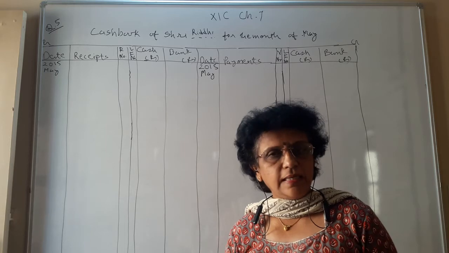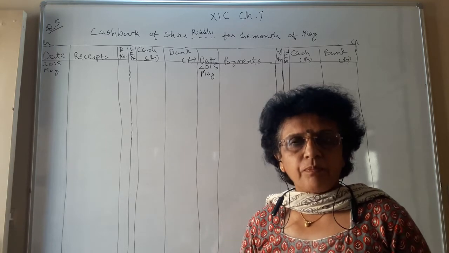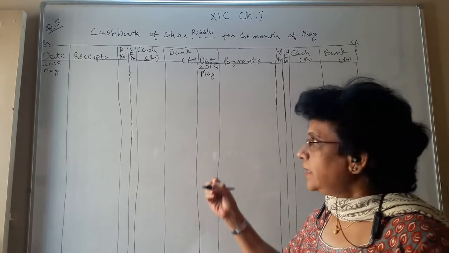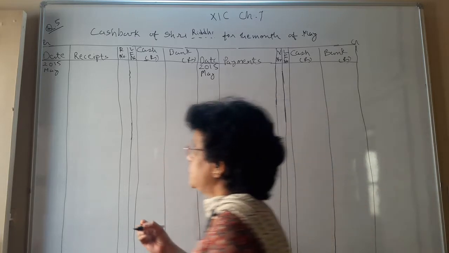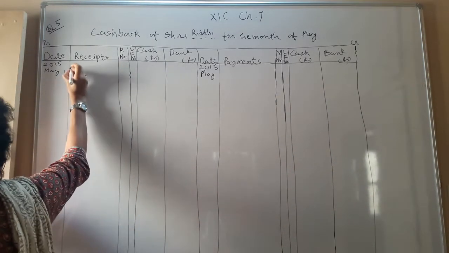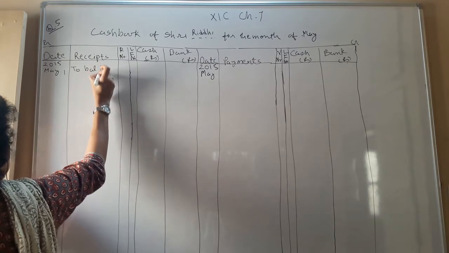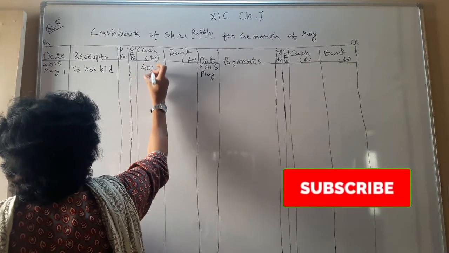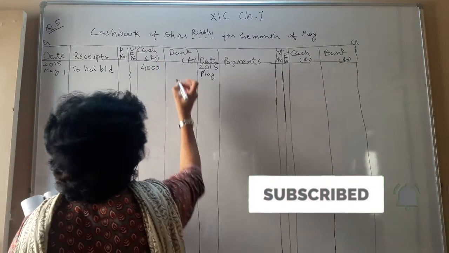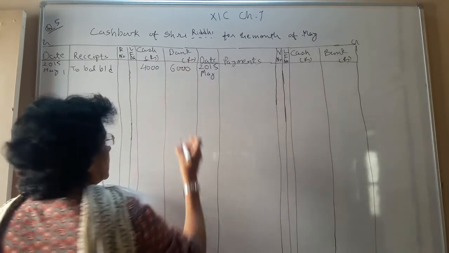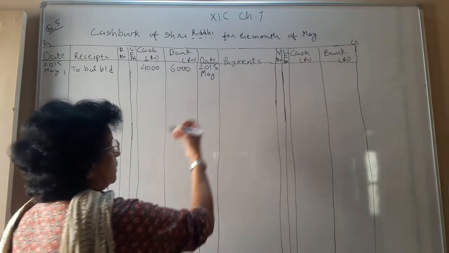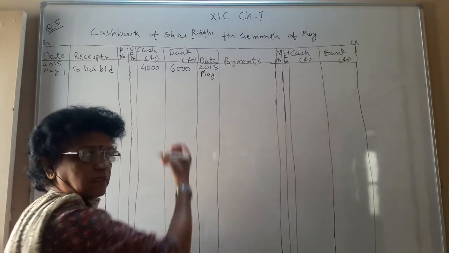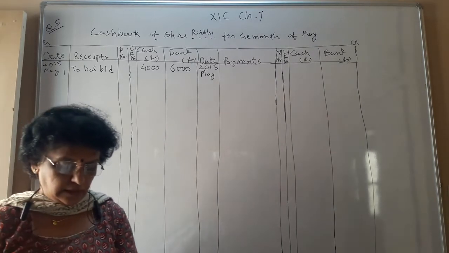If it is a debit balance, then it is like a cash balance only, but if it is a bank overdraft you may have a credit balance. In this question they have mentioned both as debit, so let us do the posting. May 1st, to balance brought down, cash amount to be written in the cash column 4,000 and bank amount in the bank column 6,000. If it is a bank overdraft, then only you have to write that posting on the payment side. But when it is a bank balance, you have to write on the debit side itself.